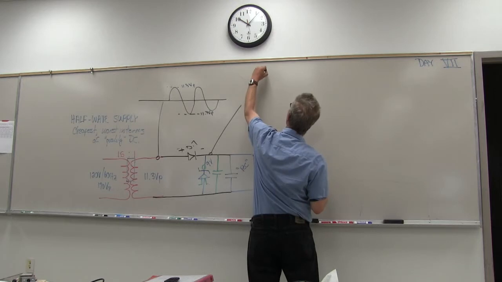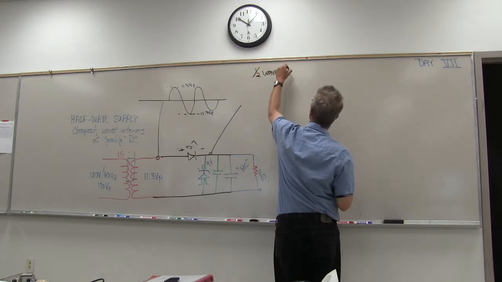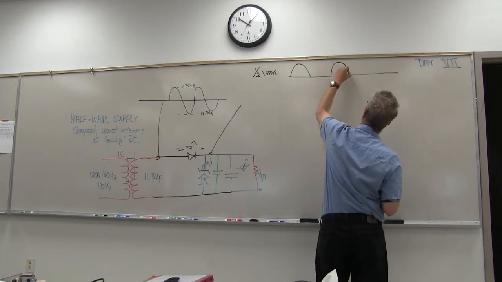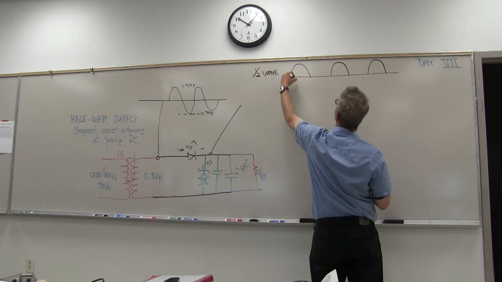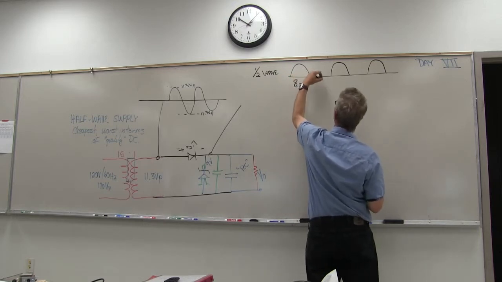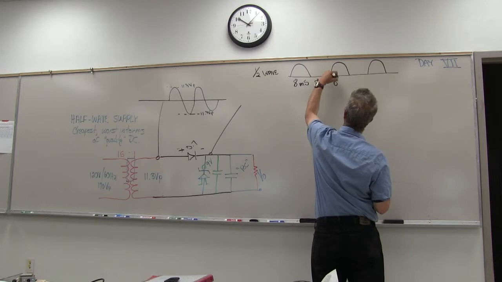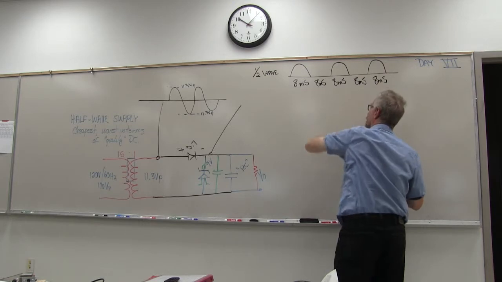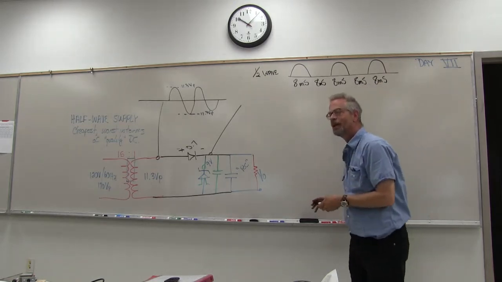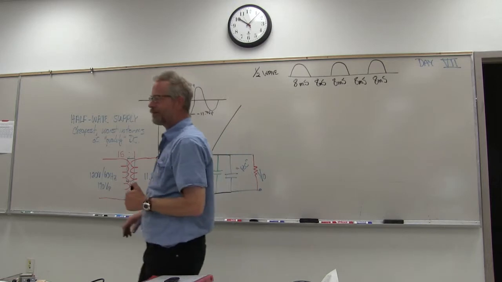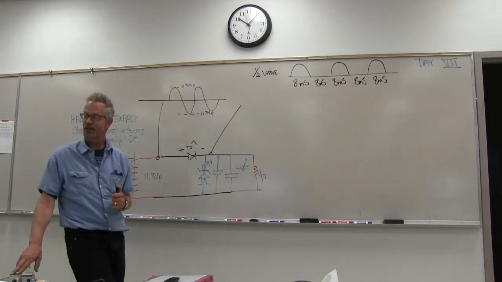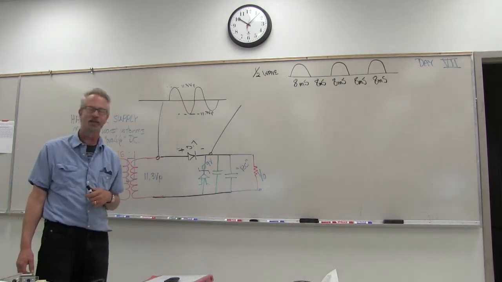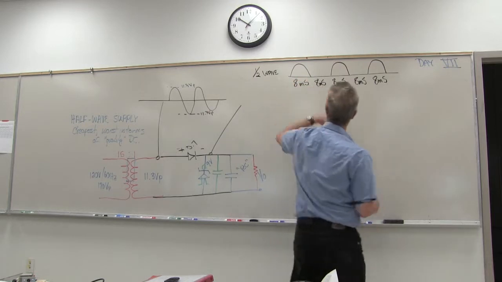So when we look at a half wave, what we see is this. 8 milliseconds, 8 milliseconds, 8 milliseconds. Actually, it's 8.3 or something like that, because roughly 60 hertz is 16.6 milliseconds. So roughly 8.3 milliseconds or so for each part of that waveform.